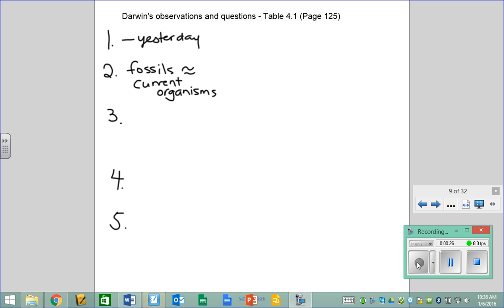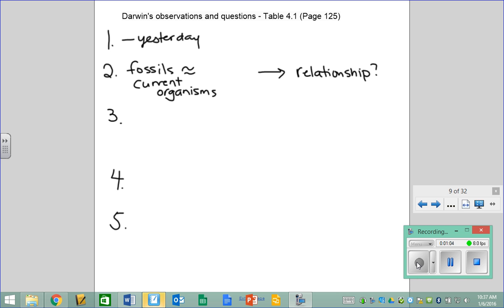Specifically, the picture in your textbook shows a glyptodont, which is a fossil that was found in South America, and a modern armadillo, which currently exists, and the fact that they look fairly similar. And so he asked himself, what's the relationship between these things? Why do I find them in the same area? Why is there a fossil that looks kind of like this organism, but not exactly like this organism? Why are they in the same place? Is there a link between them? Do they have something to do one with the other?